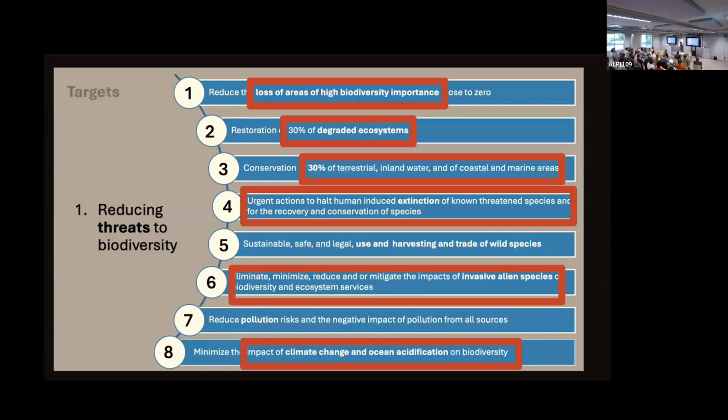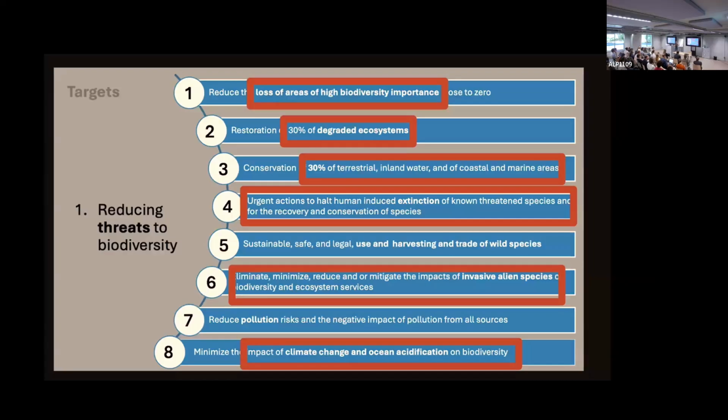But I want to just highlight these. So these are the targets. And I just highlighted here, this is target 3, 30 by 30, what we've been talking about. But pretty much all of these, we need to understand degraded ecosystems, loss of area of high biodiversity importance. Almost all of those can use species distribution models, and some kind of have. And so they've said these are the ways that we want to reduce threats, and these are our targets for doing so.